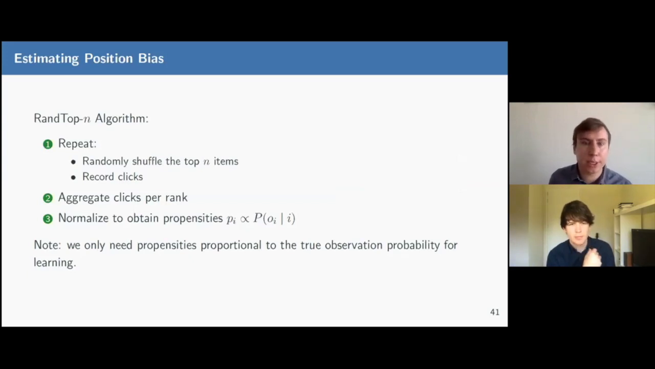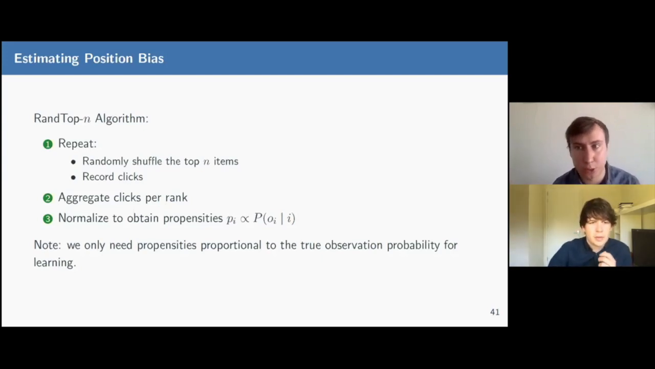Here again, I will state we only need propensities that are proportional to the true observation probability for doing learning. When we're interested in learning, we just want to know a propensity that is proportional to that true observation probability, because the true observation probability is fairly hard to measure. During learning, for example with stochastic gradient descent, you would set a learning rate, and you would tune that in any case. So the magnitude by which you scale these probabilities, as long as it's still proportional per rank, should not matter. That's the intuition behind that.